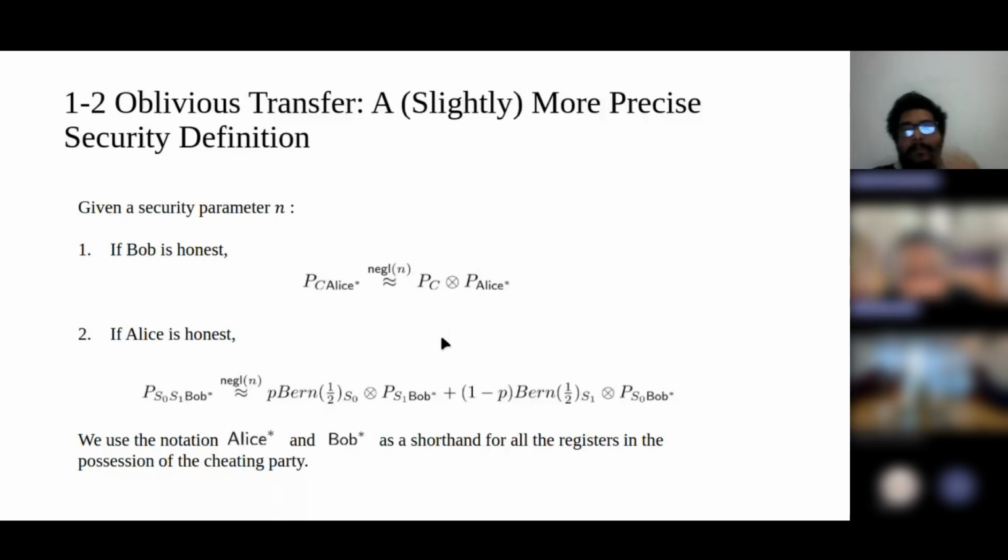So the simulator-based definition would in particular imply this, is what you're saying. Absolutely. The simulator based definition is much stronger than this, and it actually implies proper security, and the things that you were talking about, like the collapse based issues and so on, or like what even are these registers, Alice star and Bob star? Are they quantum? Are they classical? What exactly is going on here? Those issues are all taken care of in the simulator based definition.